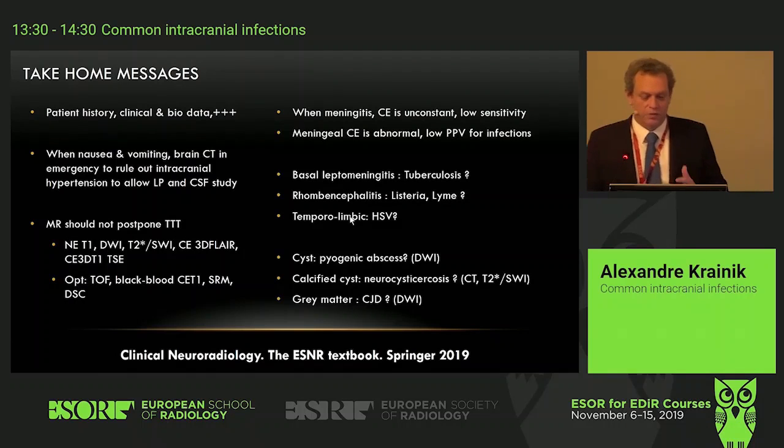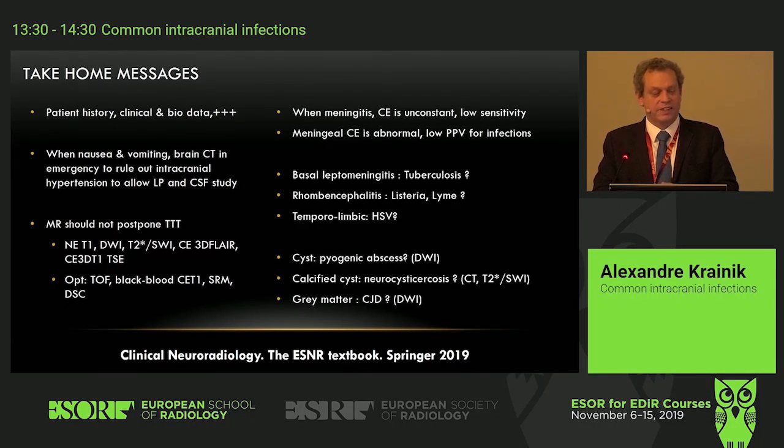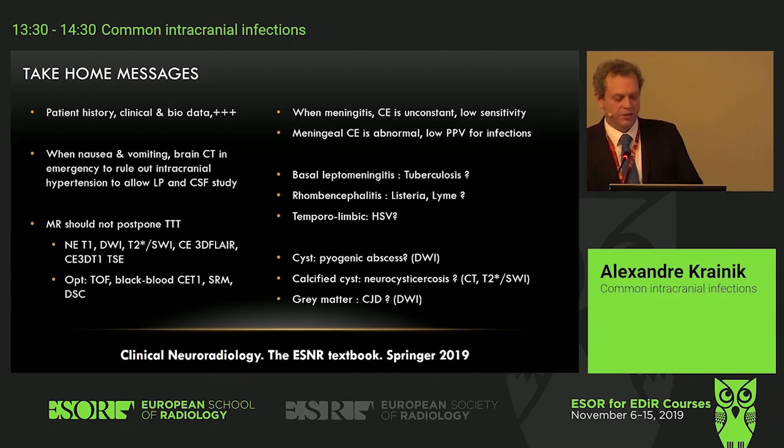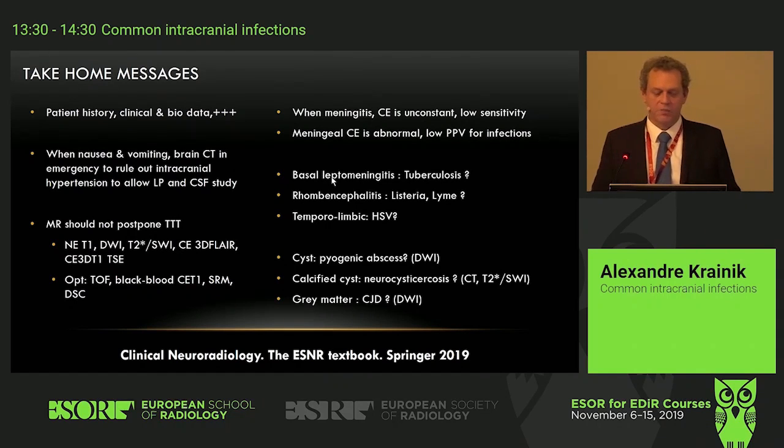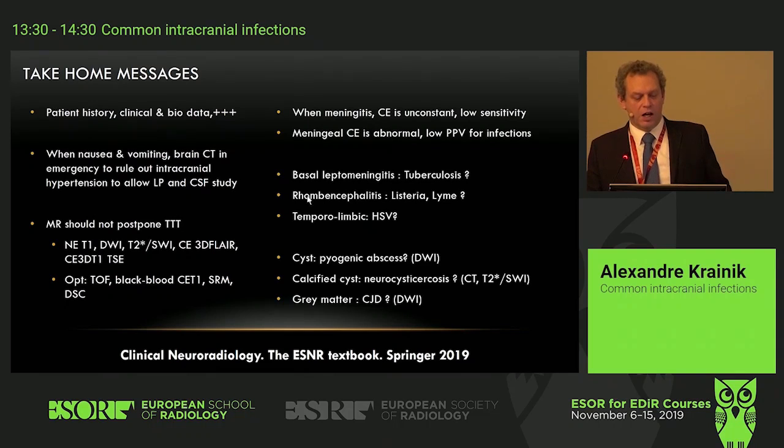And finally, remember that when you have a meningitis, contrast enhancement is very inconstant, as there is very low sensitivity. When you have a contrast enhancement, it is abnormal, but be sure that first it's not due to lumbar puncture. And anyway, you have quite a poor predictive value to define what kind of germ is underlying. Then your main role is to allow the lumbar puncture. Of course, when you have a basal leptomeningitis, suggest tuberculosis. Rhombencephalitis, think of Listeria or Lyme disease. And when you have temporal limbic involvement, think of herpes virus.